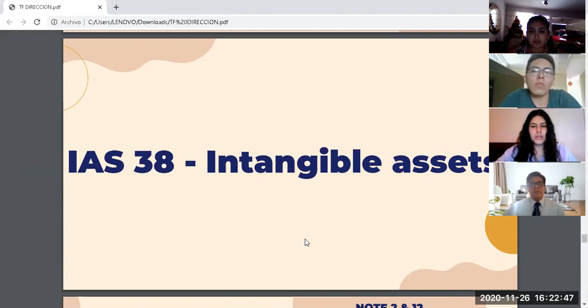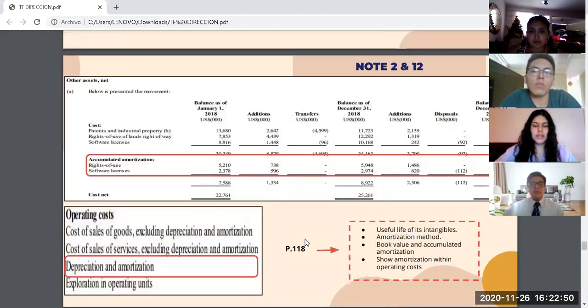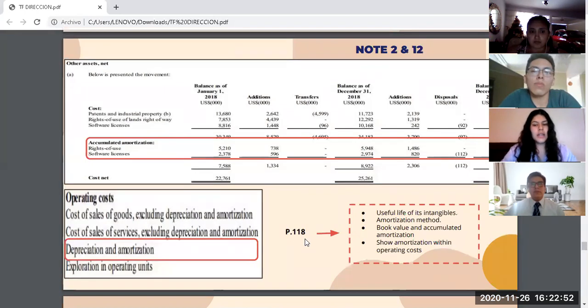Okay, now we are going to talk about the intangibles, which is International Standard 38. The standard mentions that the entity must present the useful life of its intangibles, amortization methods, book value, and accumulated amortization. Also, they should show the amortization within operating costs. And indeed, Buenaventura presents all this information in the income statement and in notes 2 and 12. Next, please.